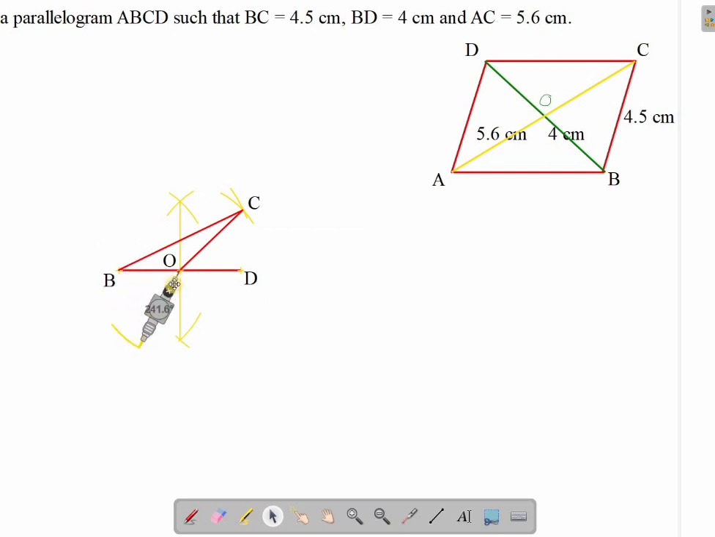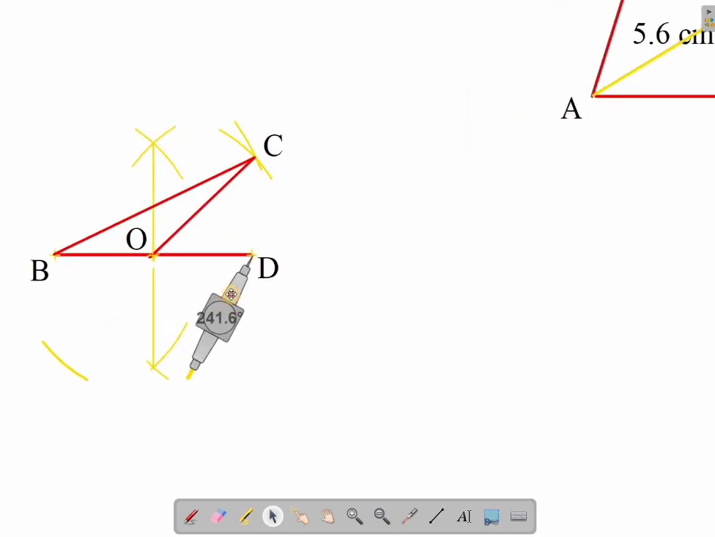Now at D we will keep it, and from D we will draw how much? 4.5. And we will intersect this. So it is getting intersected at this point, so that point will now be joined.